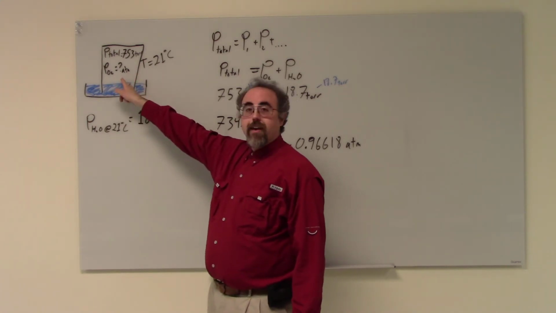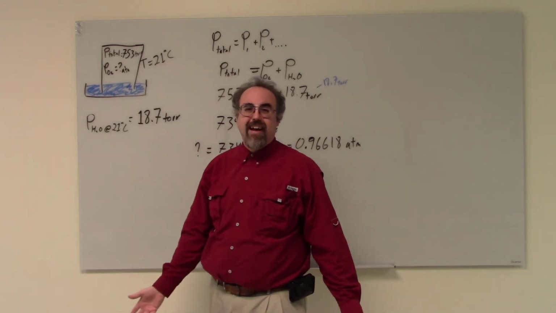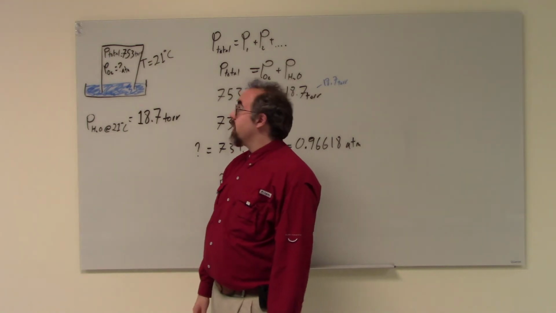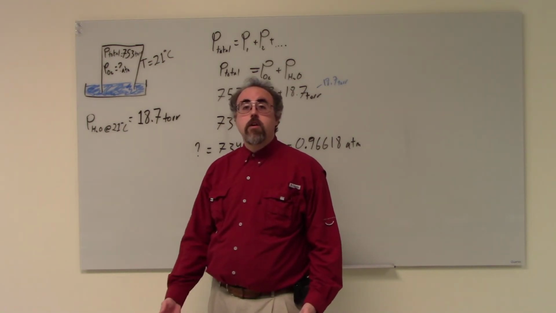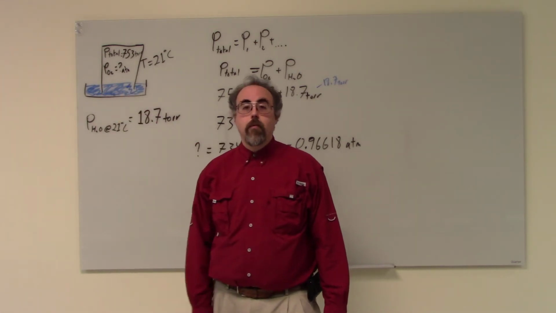Then you measure the pressure in here, or you just make sure the water levels are the same and you just measure the pressure outside. If the water level is the same, you know that the pressure is the same on the inside. That gives you P total. The only catch though is you're in a whole bunch of water, so you're going to have water vapor there.